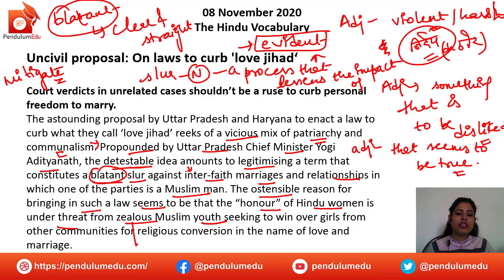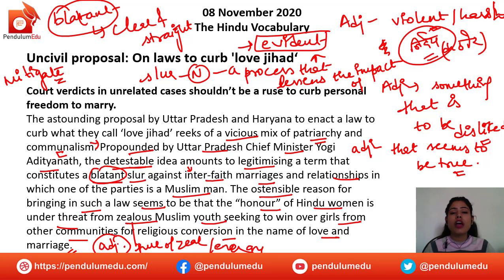Zealous, full of zeal, like enthusiasm or energy. Okay, so it is an adjective. Zealous is an adjective. Muslim youth seeking to win over girls from other communities for religious conversion in the name of love and marriage. So this is one thing that people are worried about, because if the purpose behind these intercaste marriages is mere religious conversion, that is why it has been termed as love jihad.